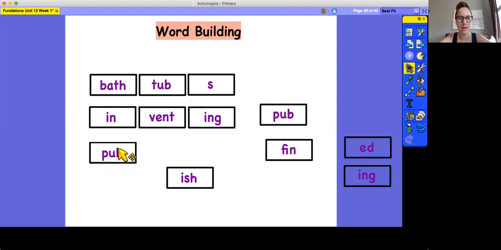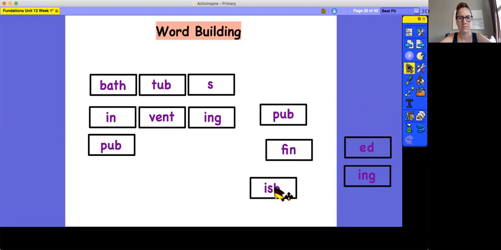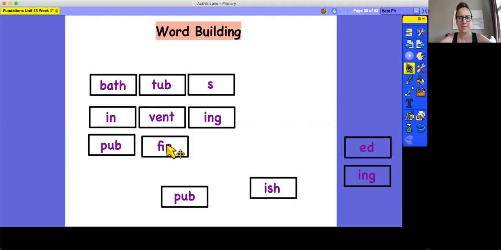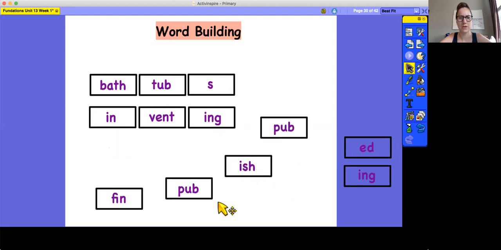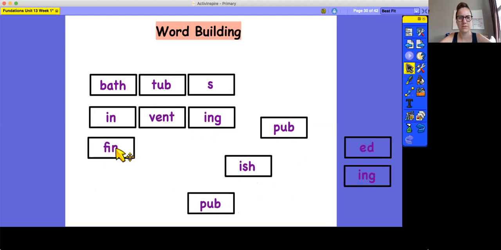All right, let's look at pub. Pub and pub again. Pub fin. Pubish. I'm not sure. This is tricky. We're gonna have to move these. Let's start with fin.